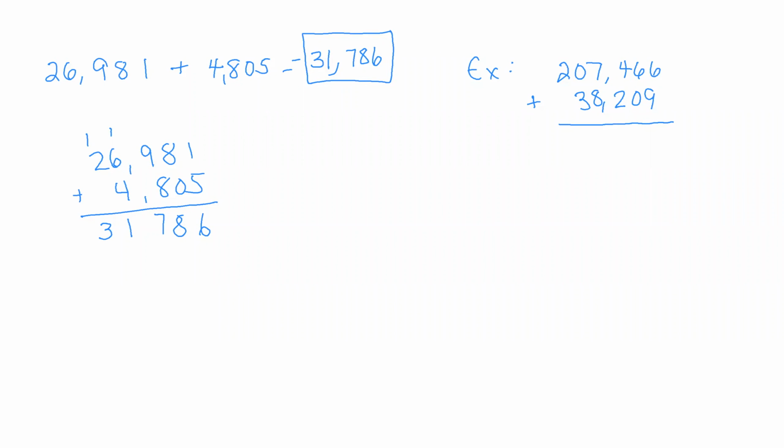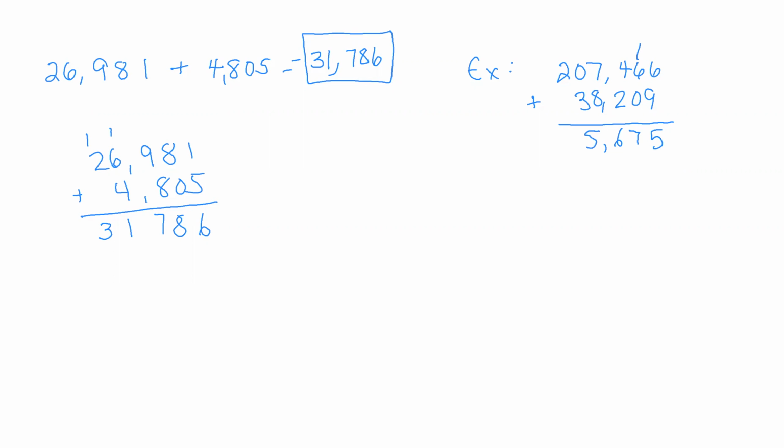So 9 plus 6 is 15. I keep a 5, I carry a 1. 0 plus 6 is 6. 6 plus 1 is 7. 2 plus 4 is 6. I'm going to go ahead and put my comma in there. And then 8 plus 7 is 15.